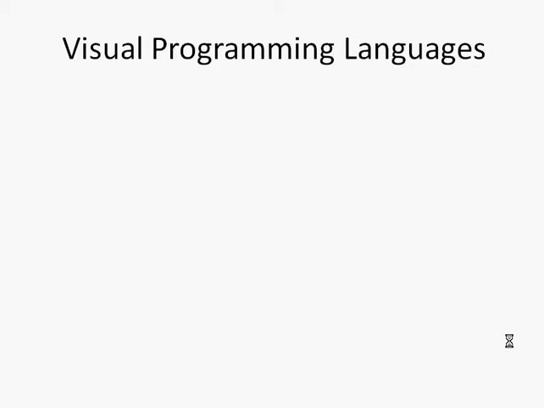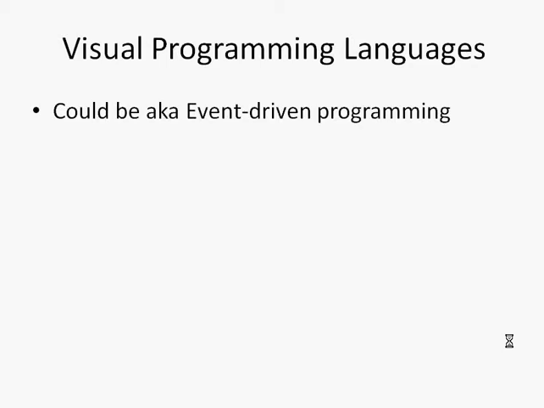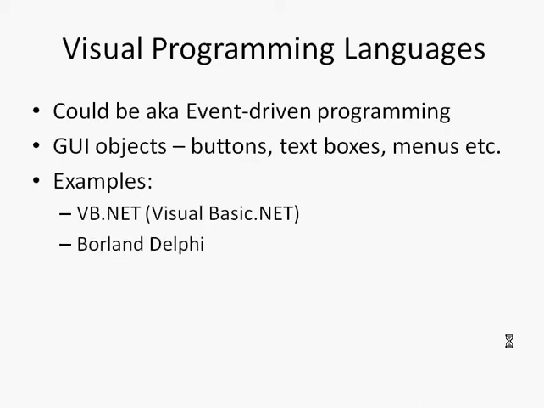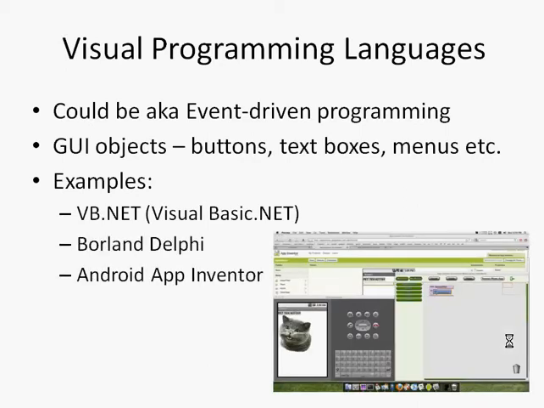Visual programming languages could also be known as event-driven programming because they have graphical user interface objects such as buttons, text boxes, menus, etc., which can be programmed. So examples of visual programming languages are VB.NET, something called Delphi, or even Android App Inventor for creating mobile phone apps for the Android platform, and there's a screenshot of that there.